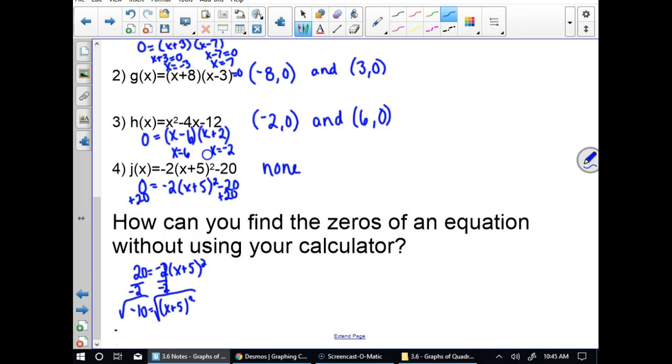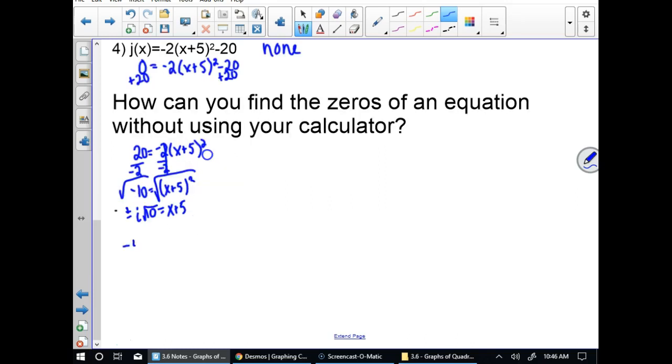Square root. When I square root negative 10, I'm going to get plus or minus i square root of 10. Alright, and so if I move my 5 over, I've got x equals negative 5 plus or minus i square root of 10. Is that a real number? It is not, because I have that negative under the square root, so that's why I know this one's none. Okay, so our way to tell what the zeros are is plug in 0 for y and solve. If it's already factored, it's a lot easier to solve. If it's not factored, it's much harder to solve.